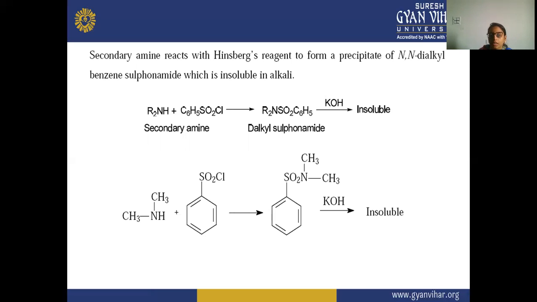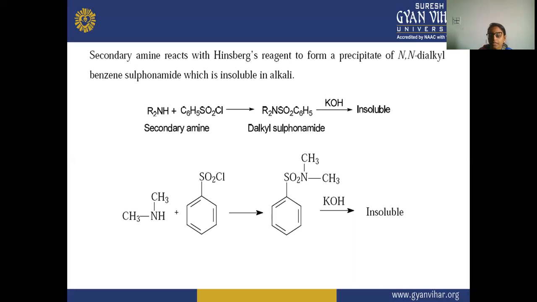So it's formed. Then there is a formation of this dialkyl sulfonamide. The secondary amine is reacting with this Hinsberg reagent, and there is a formation of this dialkyl sulfonamide. When this is reacting with potassium hydroxide, there is a formation of a compound which is insoluble in this alkali. So this dialkyl sulfonamide is insoluble in KOH, that is a strong alkali.